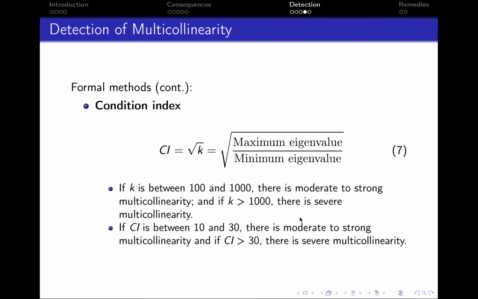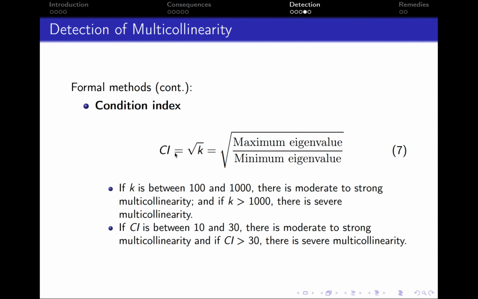Another formal method that allows us to detect multicollinearity in our dataset is the so-called condition index. On this slide, you can see the formula which allows us to calculate it. So the condition index is equal to the square root of k, which is equal to the square root of the maximum eigenvalue divided by the minimum eigenvalue. When it comes to the eigenvalue, you don't need to worry about it because this is the value that is provided by the software. So what you will need to do is just calculate the condition index.